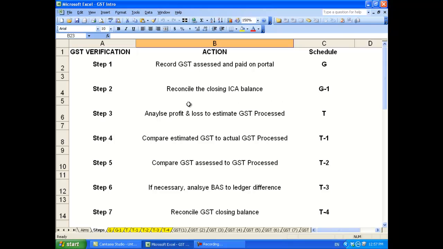Schedule G1 is where you will reconcile the closing integrated client account to the portal balance kept by the ATO. The third step is to analyse the profit and loss for the period to estimate GST processed. This will be achieved on Schedule T. The fourth step is to compare estimated GST to the actual GST processed in the client ledger, and this will be achieved on Schedule T1. The fifth step is to compare GST assessed to GST processed on Schedule T2.